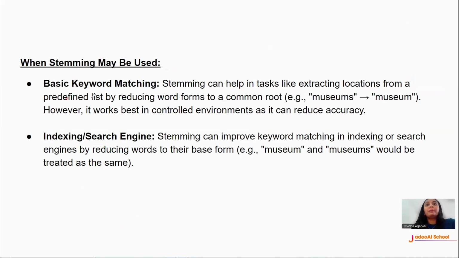So here is when we can use stemming. When we have a task like indexing or basic keyword matching, where we do not really care about accuracy, we can use stemming. For example, extracting locations: somewhere you have museums and you just want to match the word. Sometimes it does the job for keyword matching.